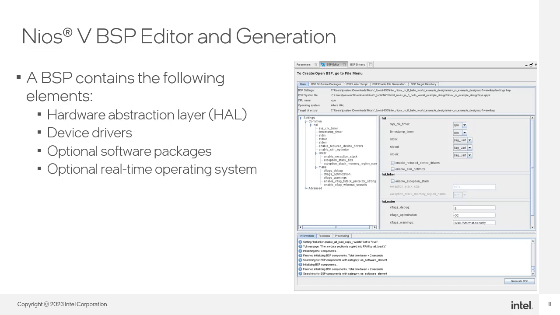A Nios V board support package project is a specialized library containing system-specific support code. A BSP contains the following elements: hardware abstraction layer, device drivers, optional software packages, optional real-time operating system. All the settings and customization are compiled into a BSP library file that you can then use with your application projects. For specific configurations on booting and advanced settings, you can refer to the Nios V Processor Software Developer Handbook link provided in the resources.